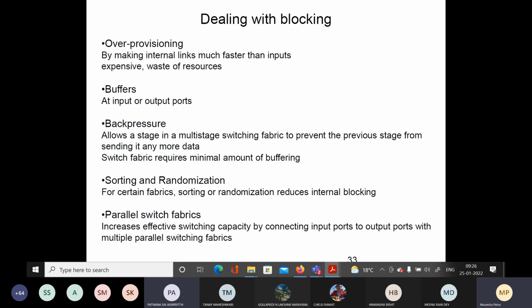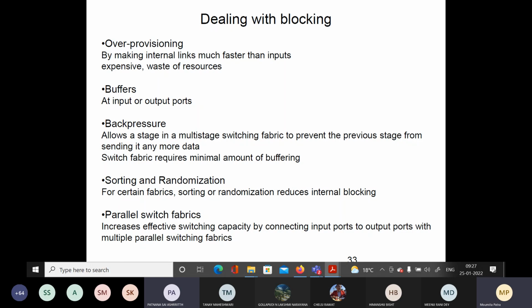I am sure you might have studied this in congestion control for basic computer networks. If not, as the name suggests, back pressure means you give out a pressure back so that the input that is coming with that high rate does not come further. So what happens in back pressure in case of switches? It allows a multi-stage switch fabric to prevent the previous stage from sending any more packets.